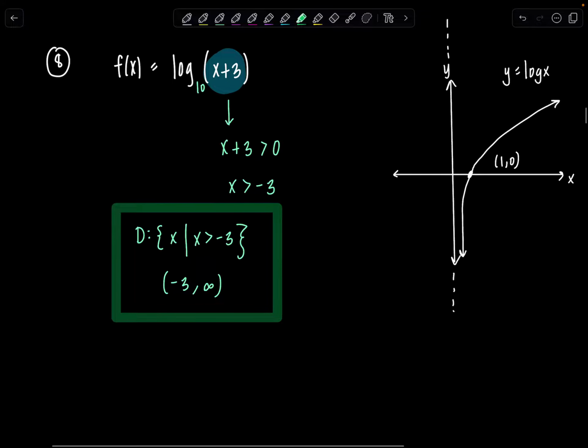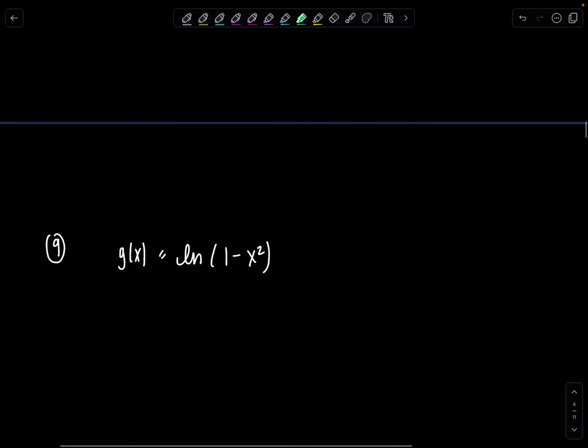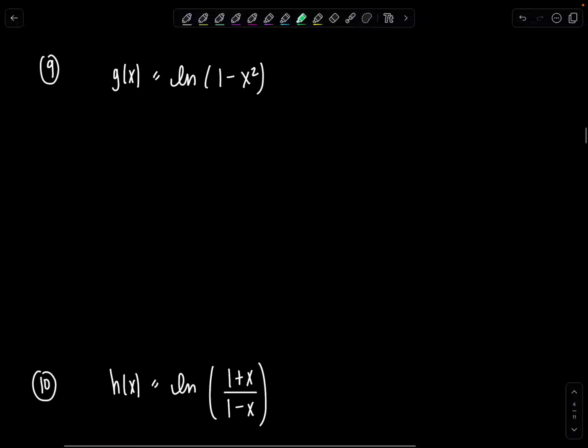Okay. Now let's do a few spicier ones with the logarithms. g of x equals natural log of 1 minus x squared. So again, I want the argument 1 minus x squared to be greater than 0. Now, inequalities are more tricky to solve than equations. If they're not linear, so the one we just did was linear.